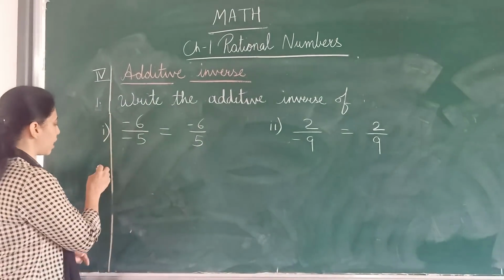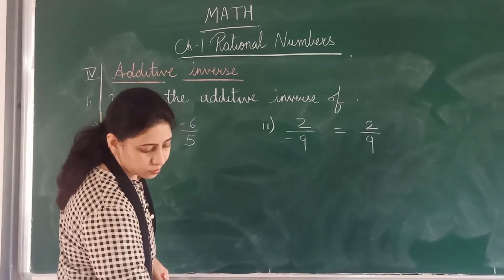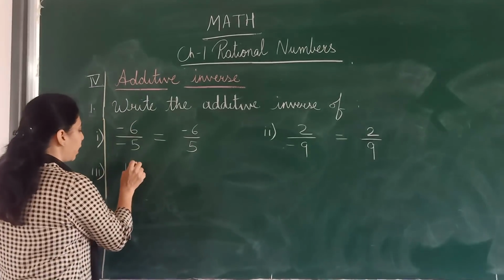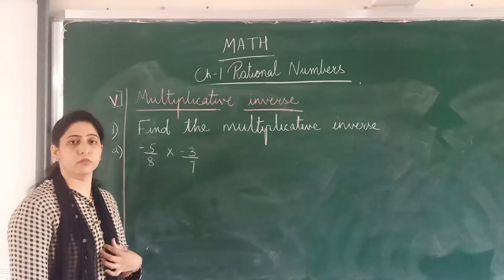I'll give you one more example. 19 upon minus 6. Solve this on your own and comment the answer.